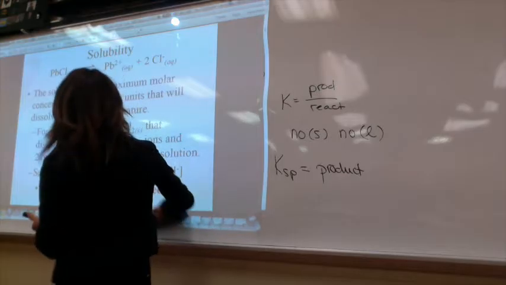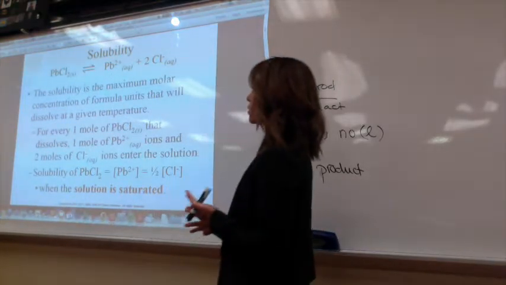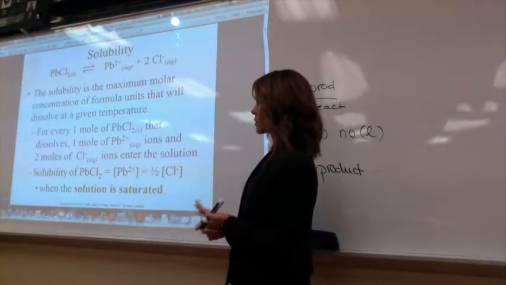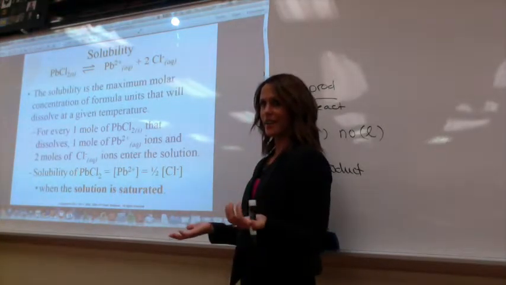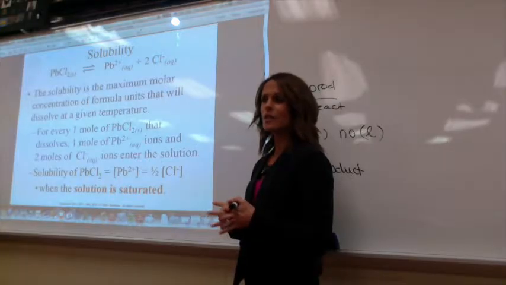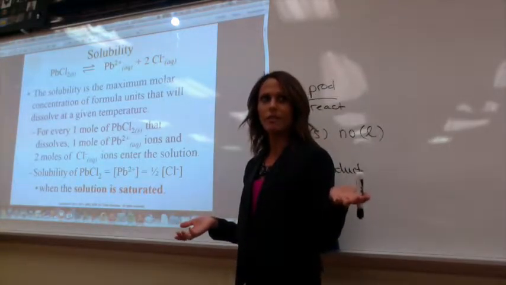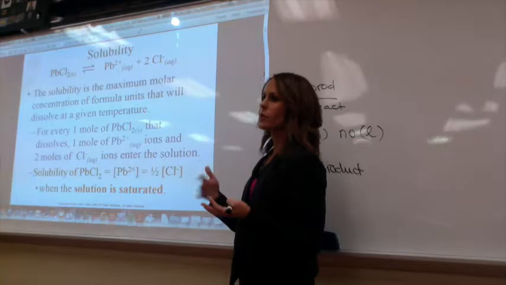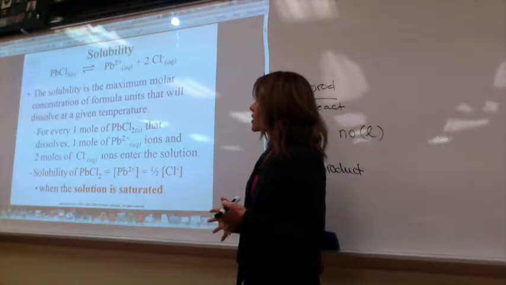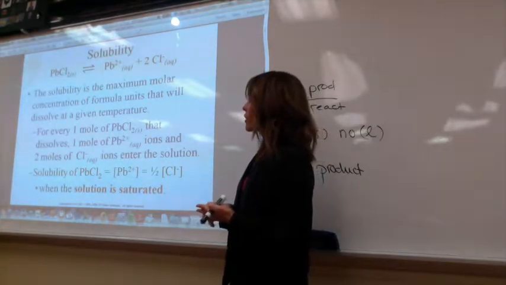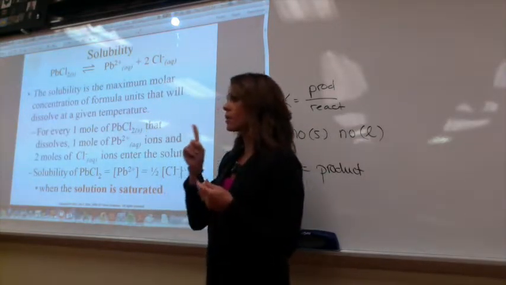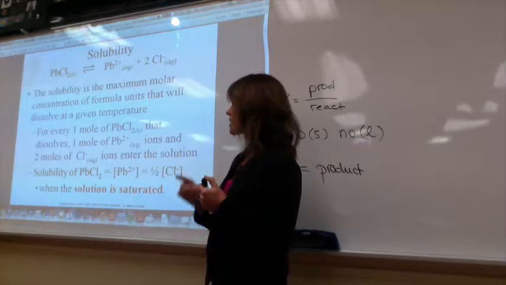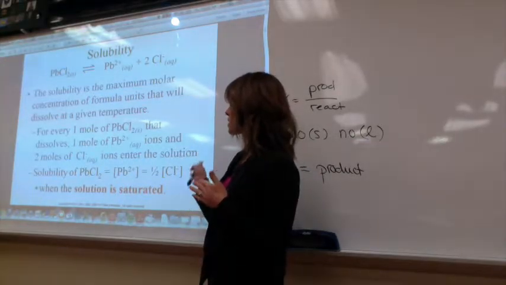Solubility, we know, is the maximum molar concentration of formula units that will dissolve at a given temperature. Formula units, what does that mean? An ionic compound, right? Because molecules are for covalently bonded compounds. Formula units are for ionic bonds. So the solubility is for the concentration of formula units, so it's going to be for 1 formula unit, or 1 mole of that substance that dissolves into its individual ions.